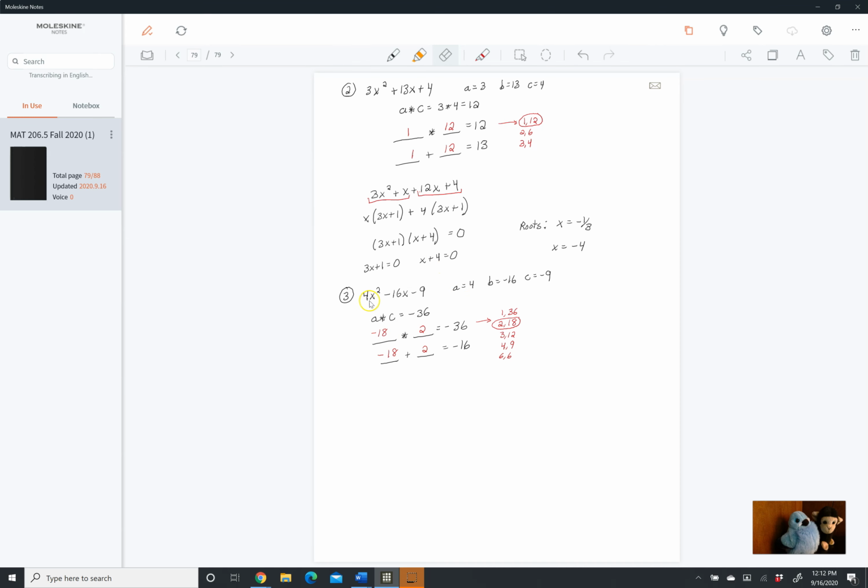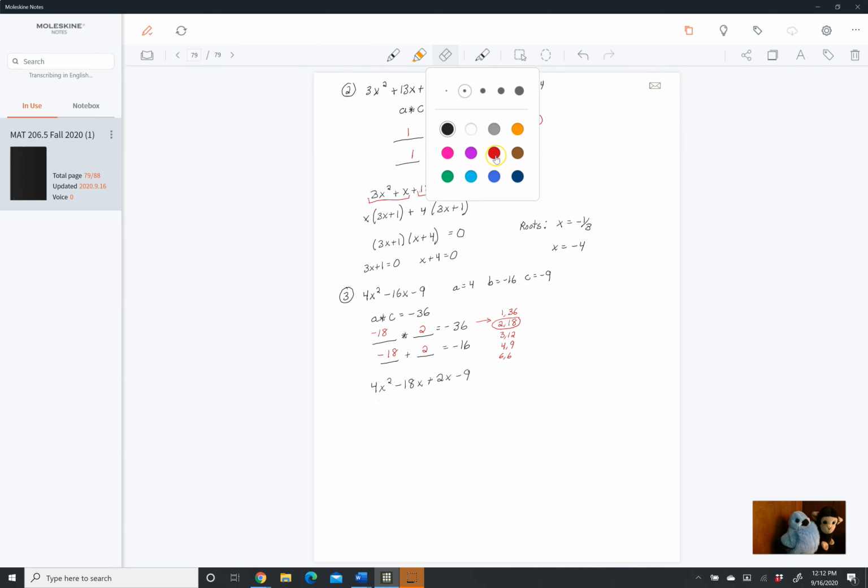So what do we do from here? We replace the b times x. We get 4x squared. Again, order doesn't matter. We'll put the negative 18x first, plus 2x minus 9. So notice these things are the same, right? When we combine like terms, we get the negative 16x. Okay? So now we group these.